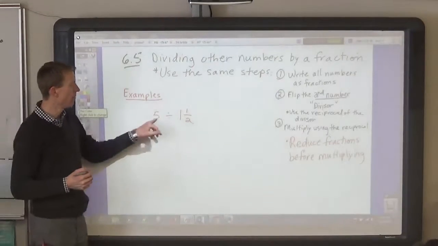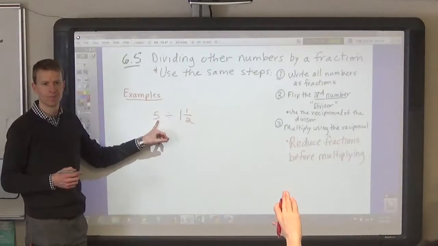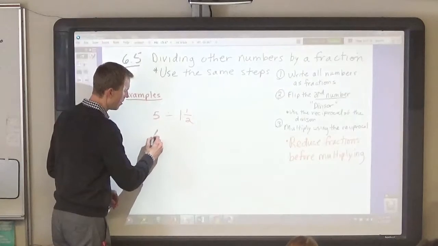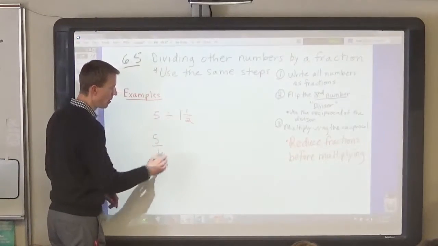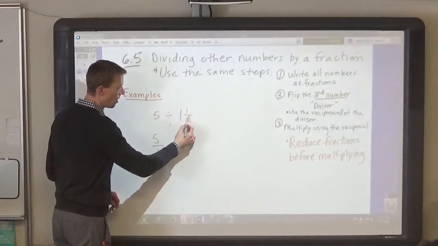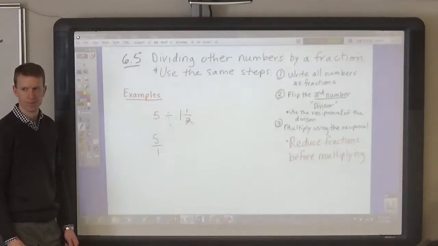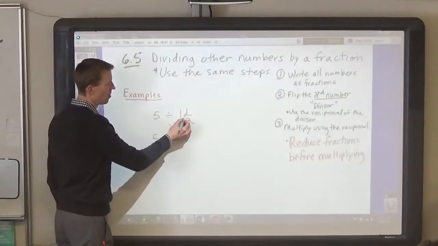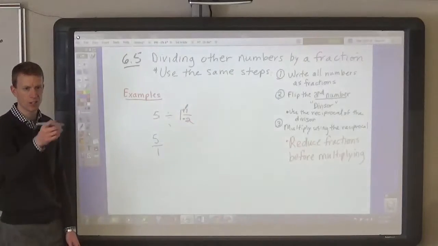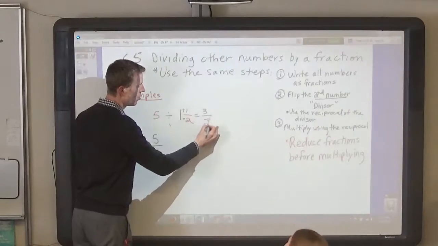How do you write 5? The number 5 as a fraction. Andrew? 5 over 1. Right. 5 over 1. And then we're going to write 1.5 as a fraction. One times 2 plus 1. Jacob? 3 over 2. Yep, this is equal to 3 over 2.